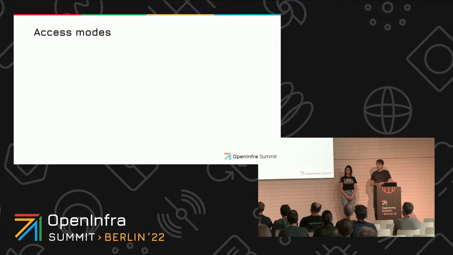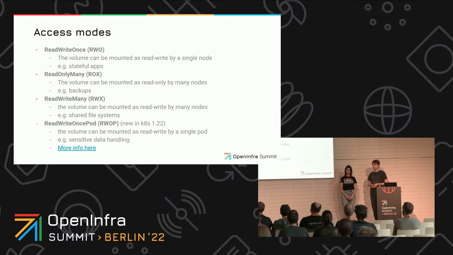Okay, let's get to access modes quickly. There are basically four different modes that are most interesting. So ReadWriteOnce is basically you have one node that has read-write access to your volume. And I'm highlighting the concept of the node here. So any pod running on the same node could at least theoretically have access to the same volume.